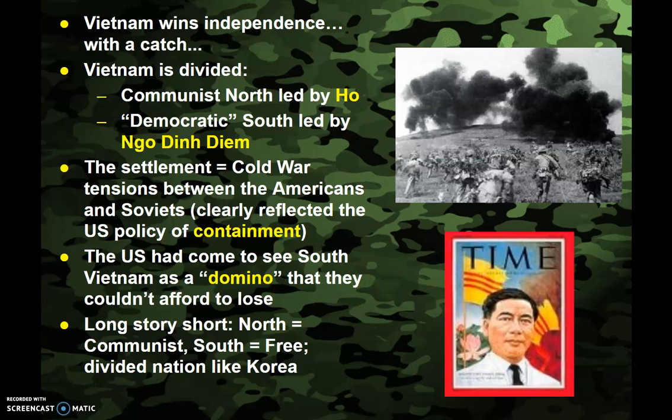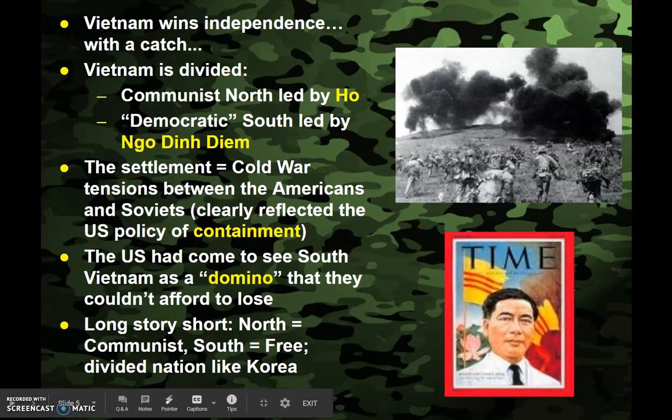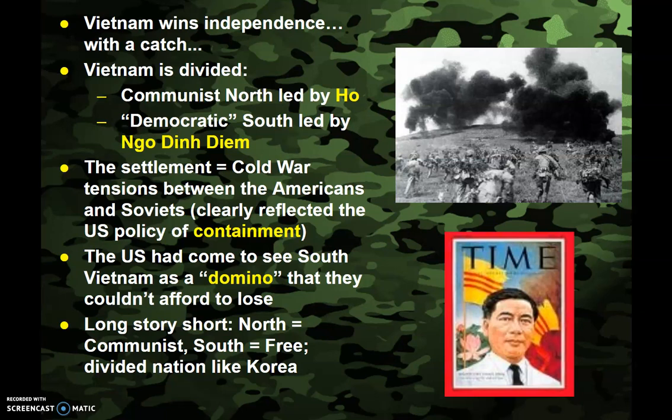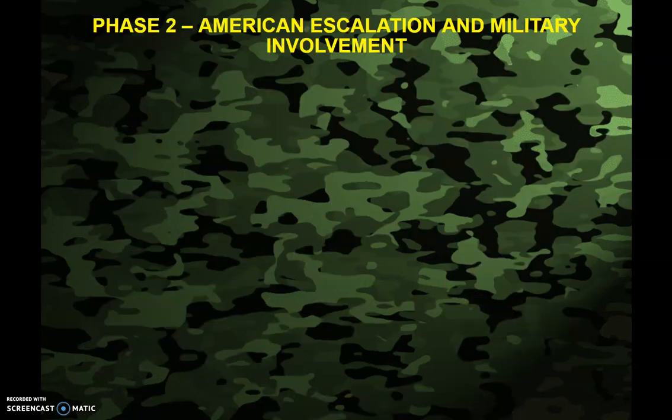I've added this bullet point at the bottom. Long story short, northern portion of Vietnam is communist, southern portion of Vietnam is free. You've heard this before because this is exactly what Korea looked like. Northern being communist, southern being free. All right, so that's the first phase. Phase 2 is when America actually gets involved. So now we've set the stage.